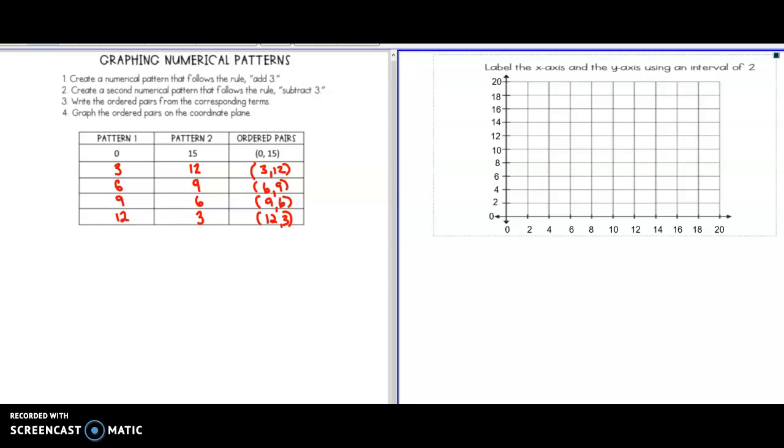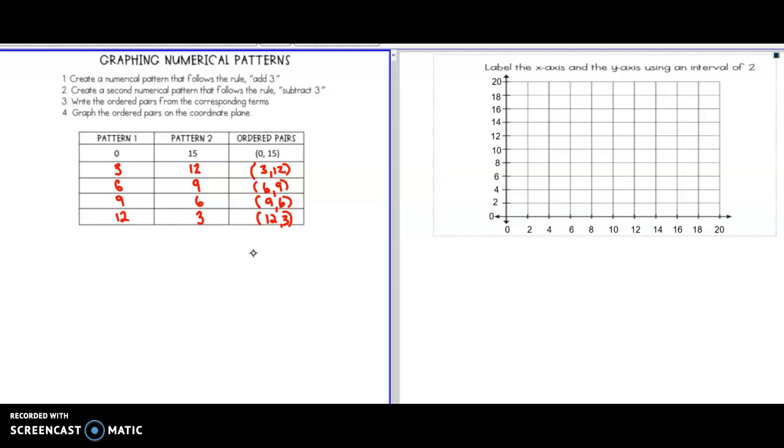Then I wrote the ordered pairs for those corresponding terms. So 0 and 15 are corresponding terms, the first terms, they go together. 3 and 12 go together, 6 and 9, 9 and 6, and 12 and 3. Corresponding terms means the first 2 terms are corresponding terms because they're the first ones. The second 2 in both sequences, they're corresponding terms. So it's just the matchup of the 2 terms, the first and the first, the second and the second, the third and the third. So I can make ordered pairs out of those.